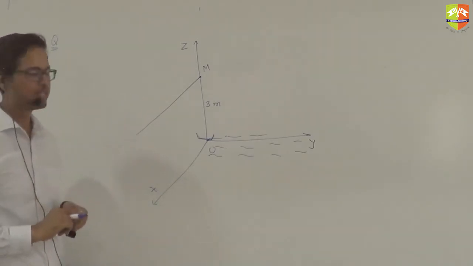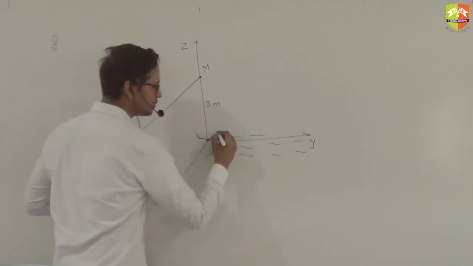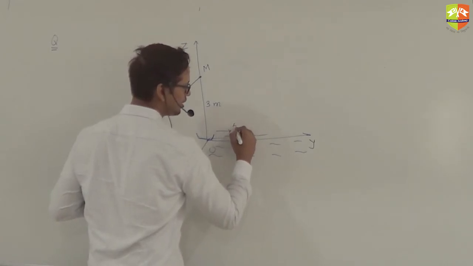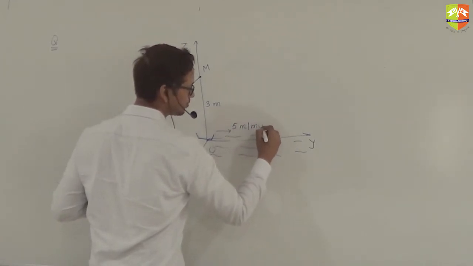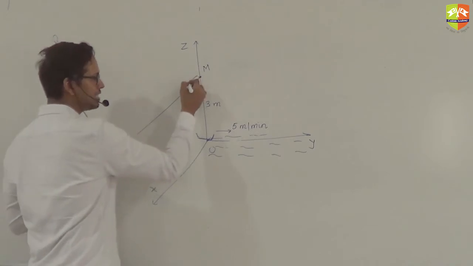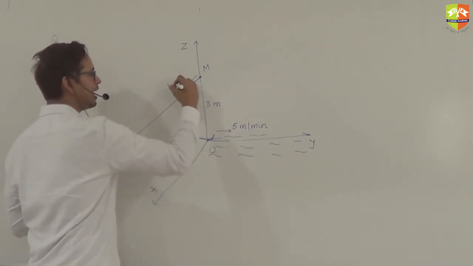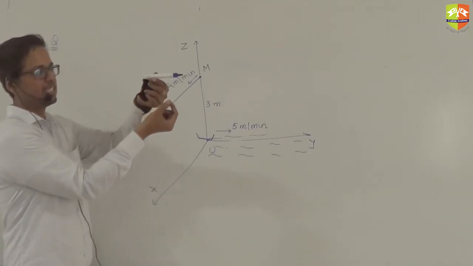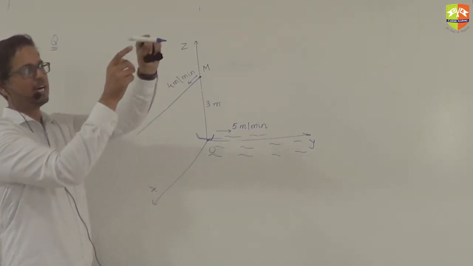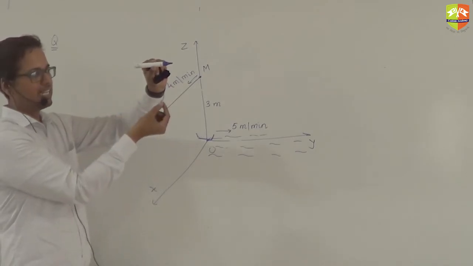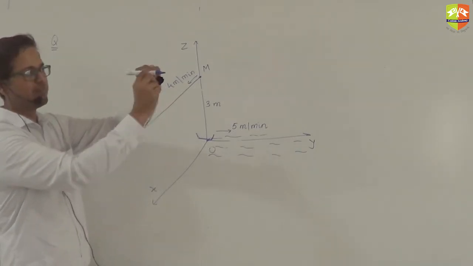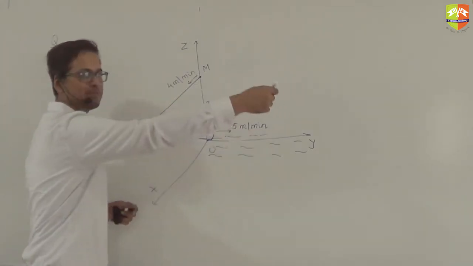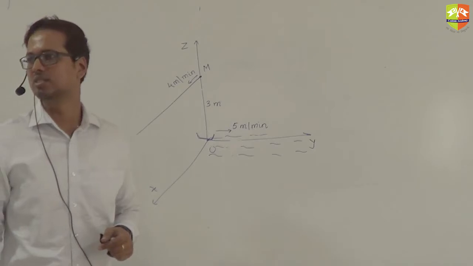Now, the boat starts moving at a speed of 5 meters per minute. And the man starts moving along the bridge at a speed of 4 meters per minute. So basically the situation is like this. Initially, wherever I have held this marker, there is a man standing and the boat is here. The boat starts moving this way, the man starts walking this way.